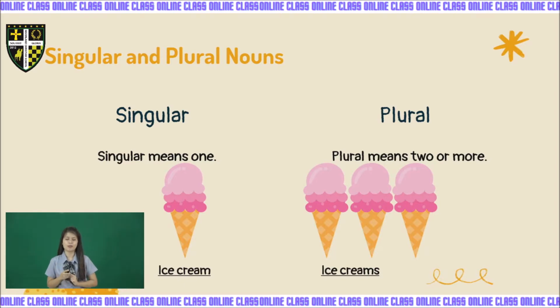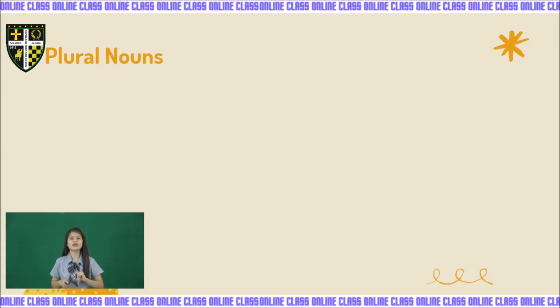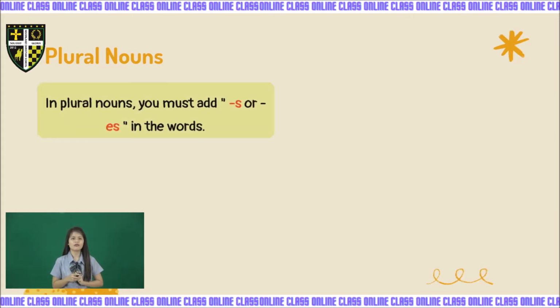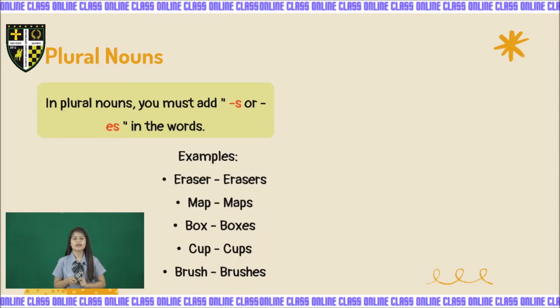Let's go and have some more examples. Okay, so plural nouns. Well, for plural nouns, there are rules in here. In plural nouns, you must add S or ES. Examples, eraser will become erasers. Map will become maps. Box will become boxes. Cup will become cups. Brush will become brushes.